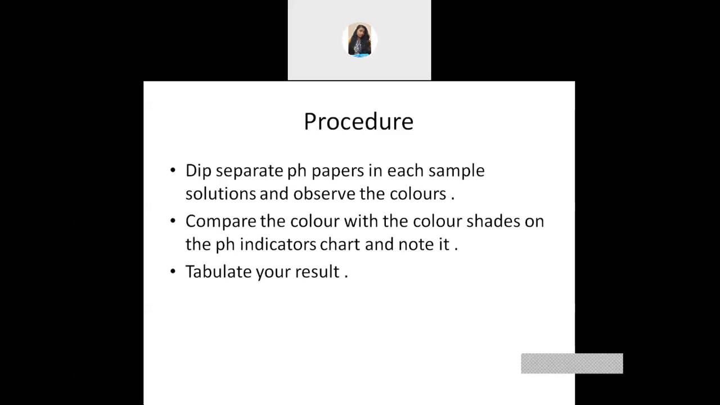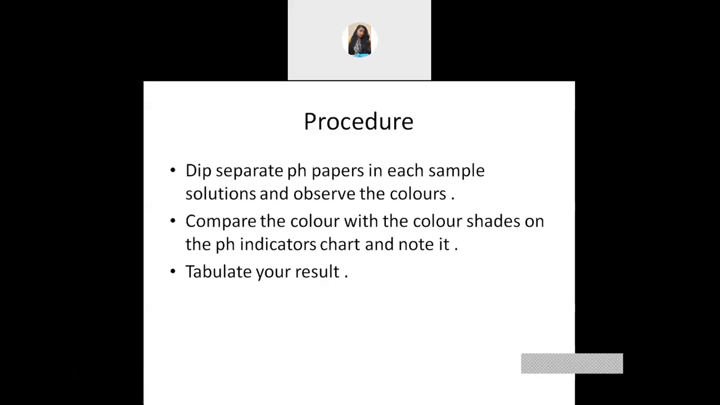Next, tabulate the result. How to tabulate? They can give you 5 or 6 solutions, and you have to check whether each is acidic or basic. So for the result, solutions 1, 2, 3, etc. you found as acidic, and solutions 5, 6, like that, you found as basic, and some solutions in the middle you found as neutral. So you have to tabulate it in the result.